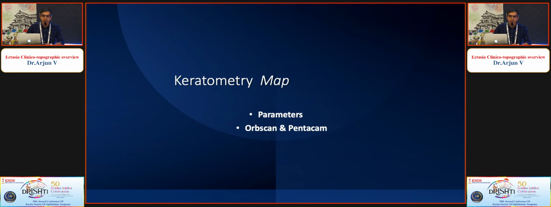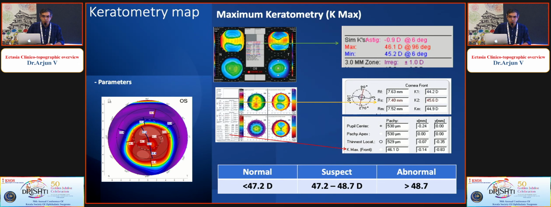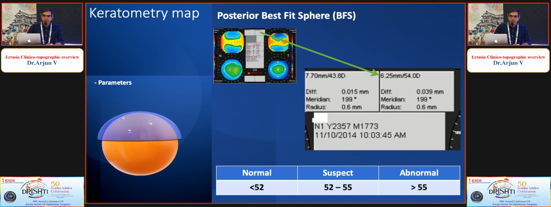Going on to the parameters, I'll try to cover both the devices in one go. I apologize for doing this. So in the keratometric map, one thing you have to see is the Kmax. The Kmax, if it's less than 47.2, is normal. More than 48.7 is mostly abnormal. And next you can see the posterior best fit sphere, that is the power of the posterior best fit sphere. Less than 52 is considered normal. More than 55 is considered abnormal.